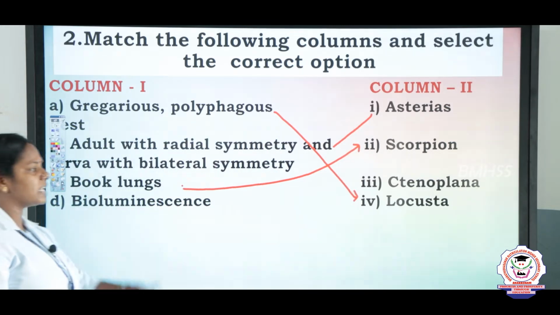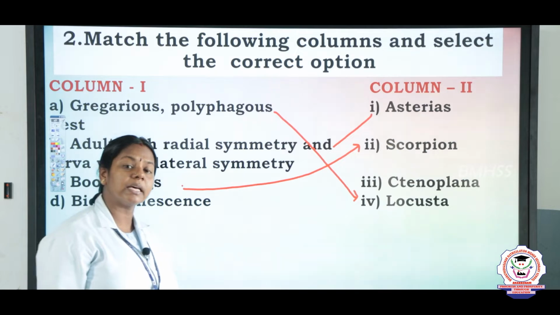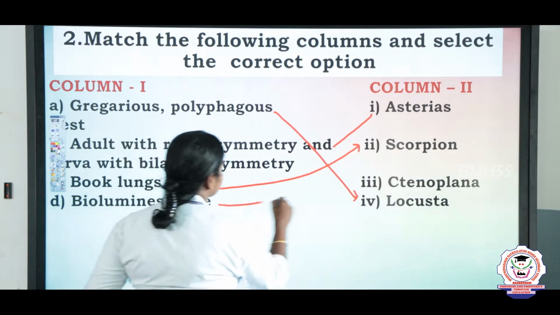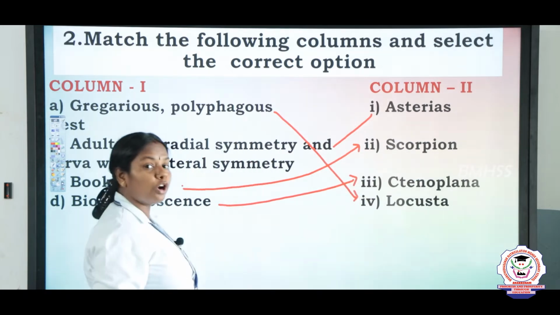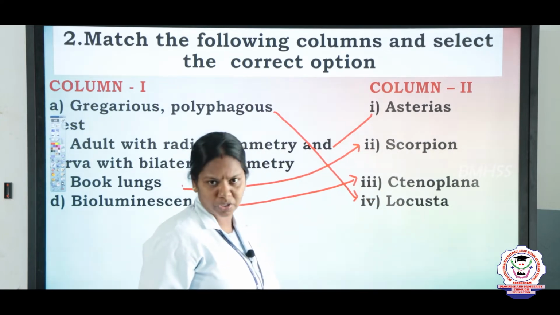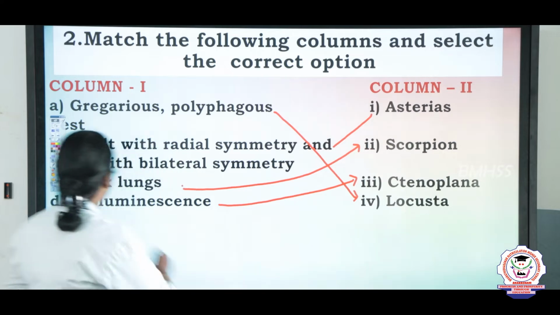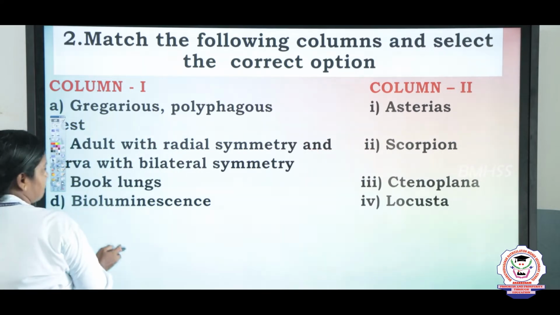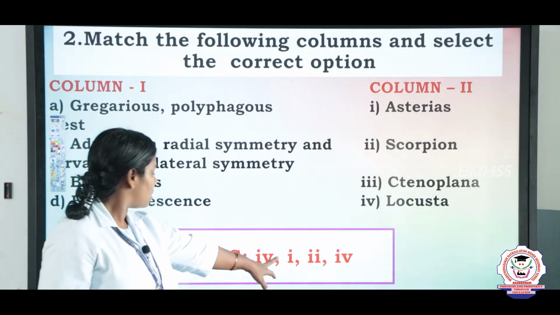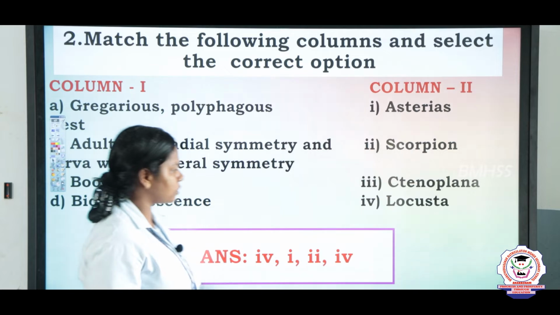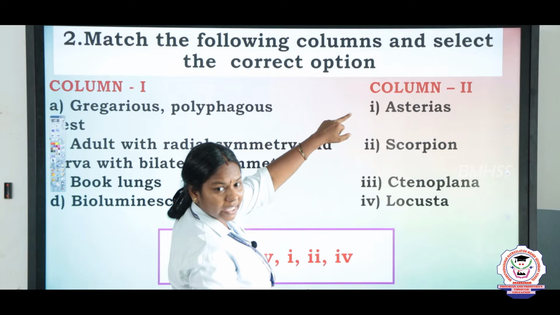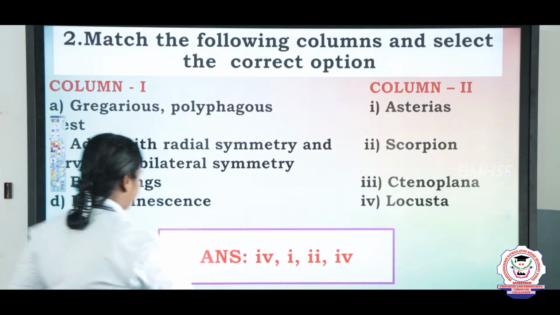And bioluminescence. What do we mean by bioluminescence? The capacity of an organism to emit light. Bioluminescence we can see in the phylum Ctenophora. It is exhibited in Ctenoplana. So this is the correct option. Now let us look into the answer. The answer is option 4: first Locusta, next Asterias, scorpion and Ctenoplana.